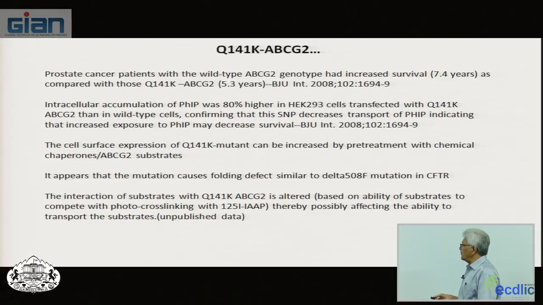The cell surface expression of Q141K can be increased by treatment with chemical chaperones. We looked at this because if the mutant is retained in the endoplasmic reticulum, you can bring it to the cell surface by using chemical chaperones. It appears that the mutation causes folding defects similar to delta F508 in CFTR. We talked about this as a similar mechanism, where in cystic fibrosis 70% of the patients have this deletion, but when they are treated with chaperones, you bring the protein to the cell surface and reverse the disease effects. The interaction of substrates with Q141K is altered. This is based on the ability of substrates to compete with photocross-linking with the prazosin analog, thereby affecting the ability to transfer substrates. And this is the most recent observation.